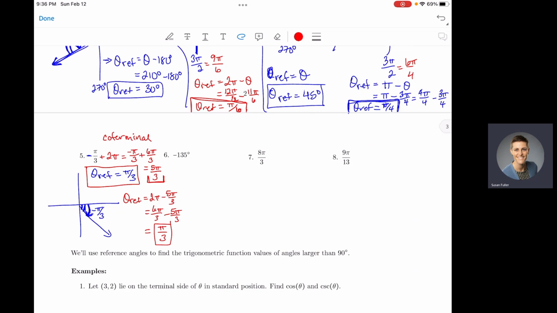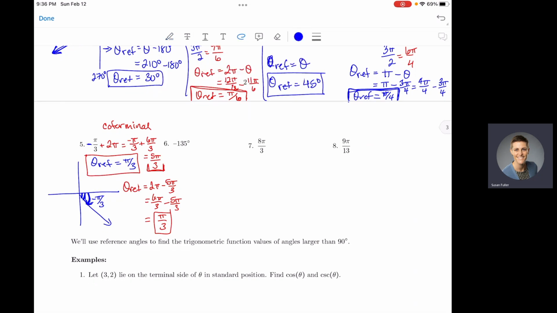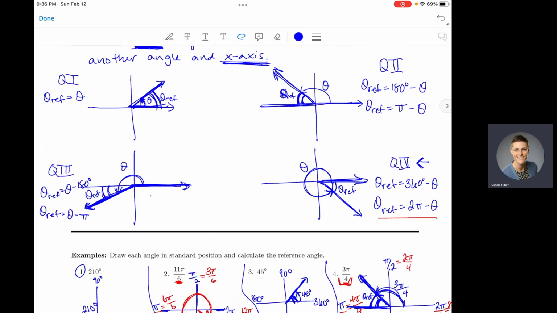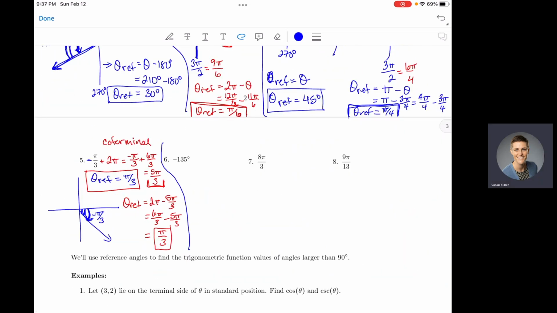So if what you're given is not a positively rotating angle between 0 and 360 degrees, find a coterminal angle that is a positively rotating angle between 0 and 360 degrees. Then you can apply these formulas to it. Okay, we will do one more. How about this one? 8 pi over 3.